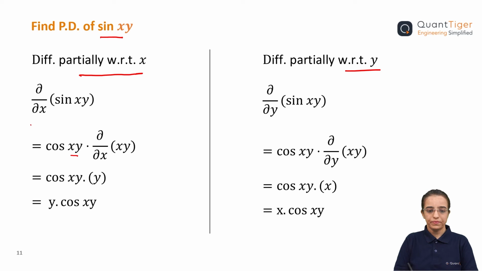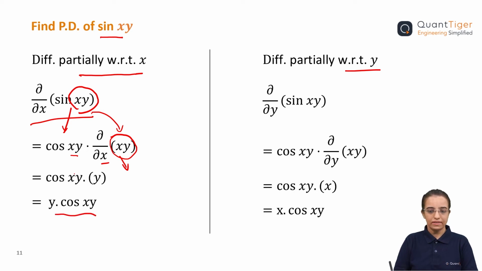So here let's start with it. With respect to x we will be differentiating. So the derivative of sin x will be cos x, but here, instead of x, we have xy, so we have to take its differentiation. That's what I have written over here: del upon del x of xy, since I am differentiating with respect to x. So cos xy will be as it is, and its derivative will be y, because the derivative of x is 1. So that's the reason I got y cos xy.